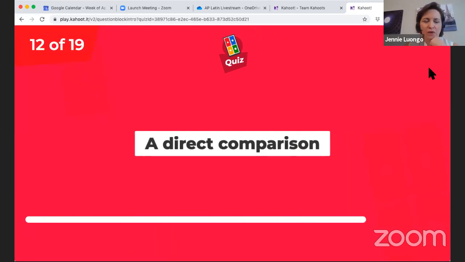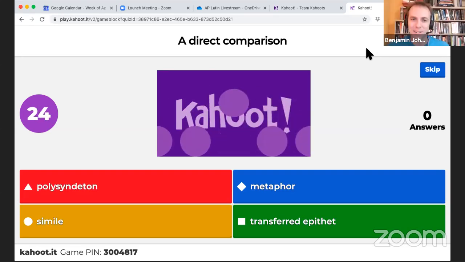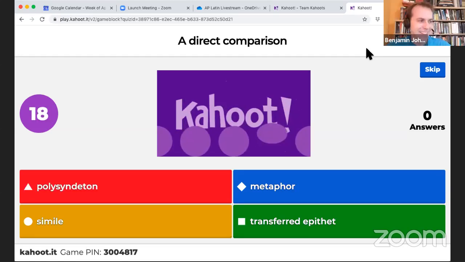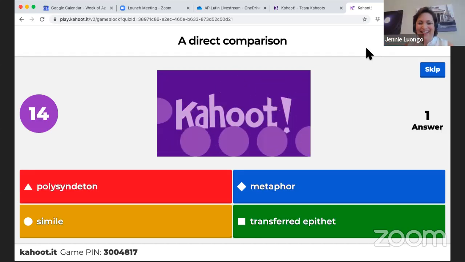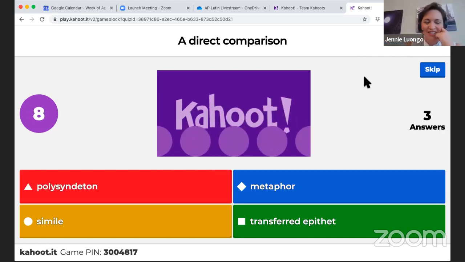So now we have a direct comparison. Okay, so Ben is a giant. Thanks. You're welcome. That was a little hint for them. I'm like 5'9". I mean, is that big? To me, it's true. In gains. Yes, exactly. So what's a direct comparison? Polysyndeton, simile, metaphor, or transferred epithet?